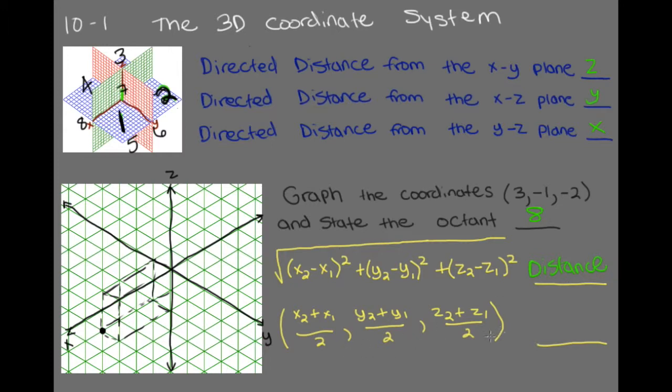And then finally, this one is going to be midpoint. So the midpoint would just be you add the two x components, you divide by 2 to get the x coordinate, you add the two y components, divide by 2 to get the y component, and then you finally add the two z components and divide by 2 to get the z value of that midpoint. This is going to be midpoint.